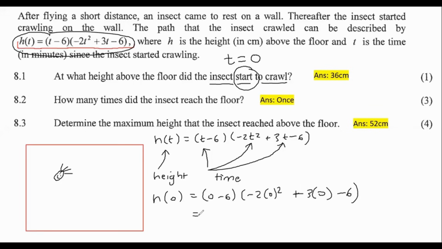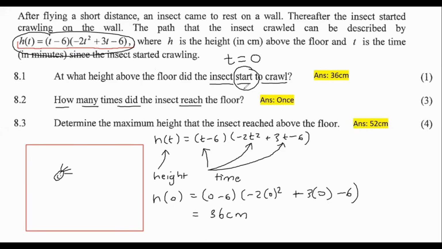Then I can go ahead and I can just plug all of this stuff into my calculator. And we should get 36 centimeters. So that was the original height that the insect started to crawl. Okay, then it says, how many times did the insect reach the floor?